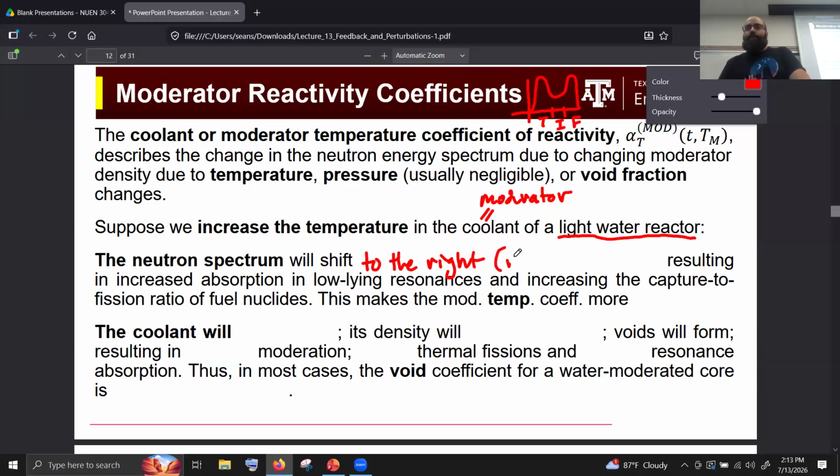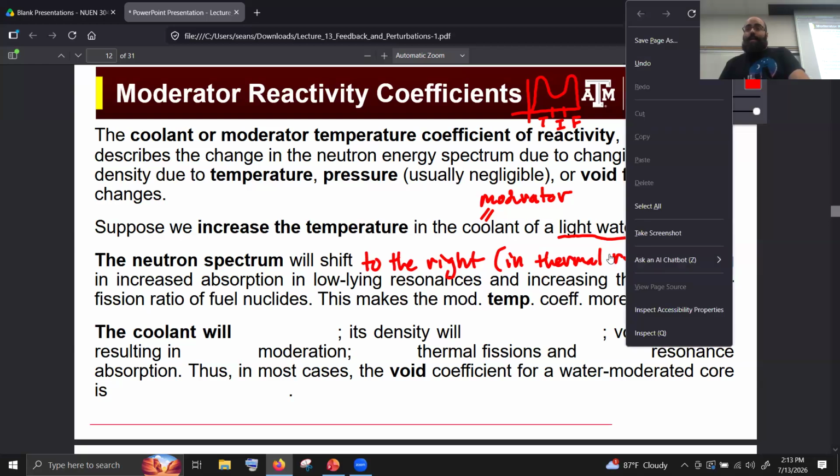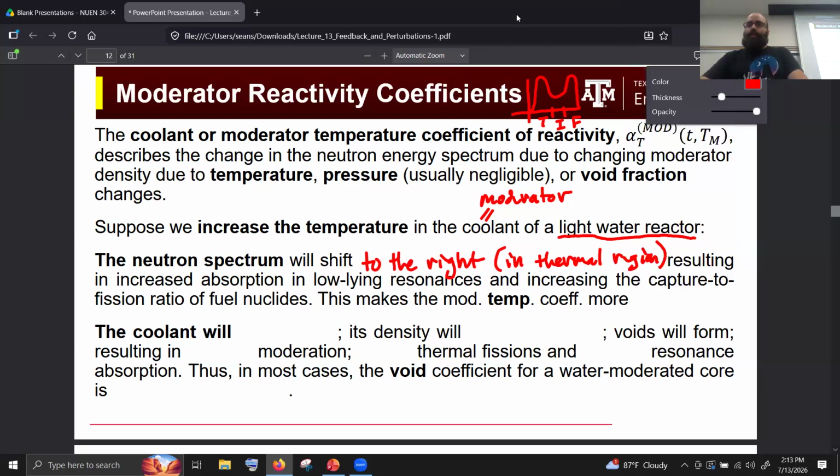but only in the thermal region. We had talked about this before, but it's coming back up again now, so I wanted to make sure that we revisited that. And on the next slide, I'll hopefully be able to convince you why it's only the Maxwellian part of the distribution that gets shifted and not any of these other parts.